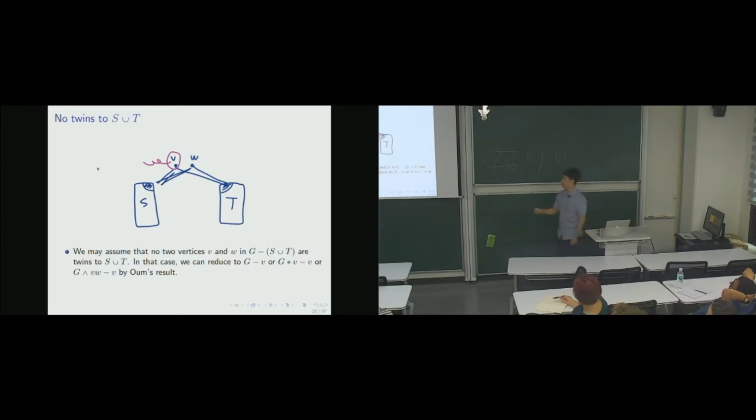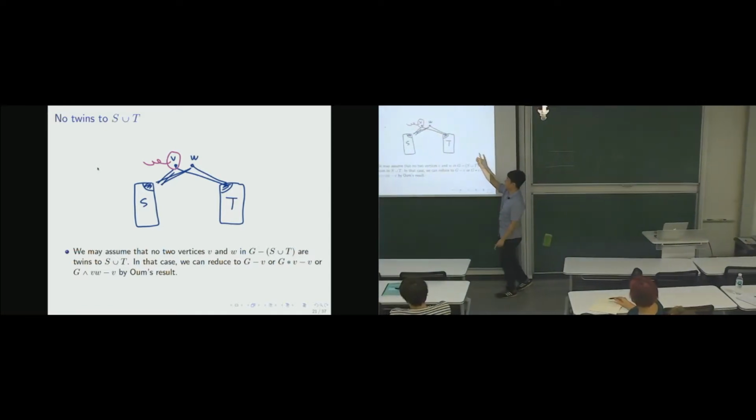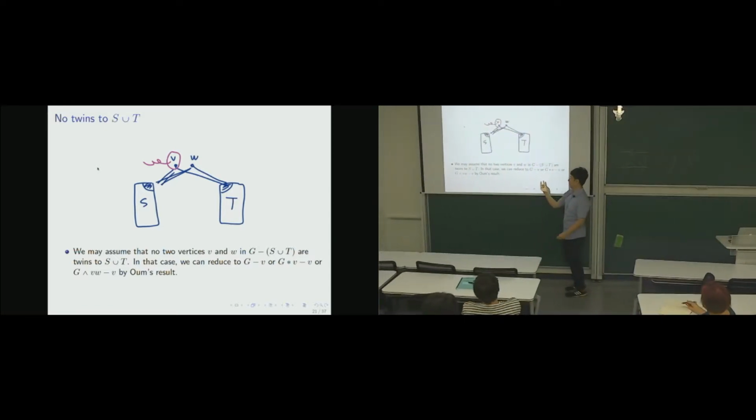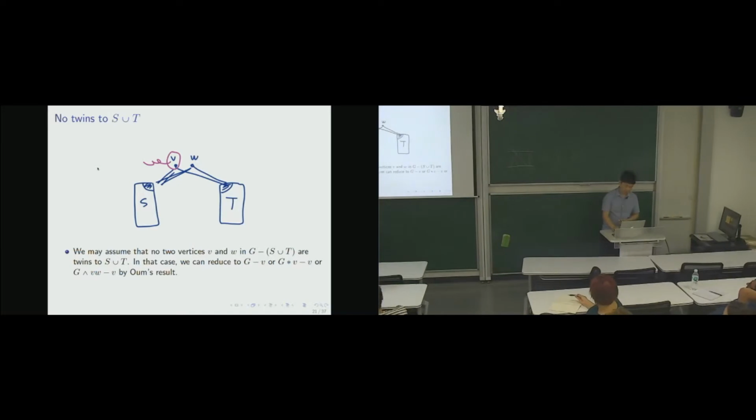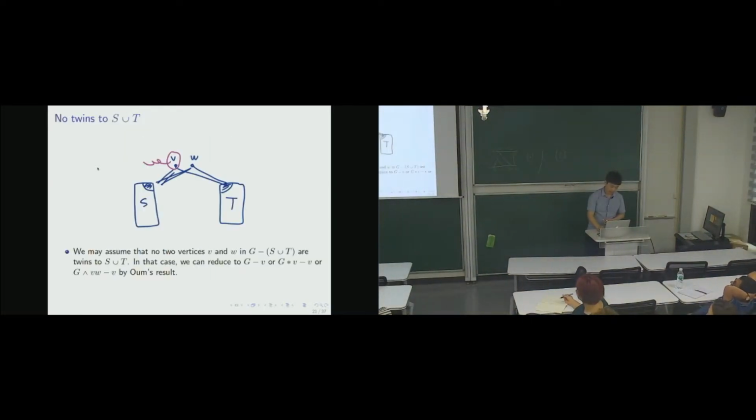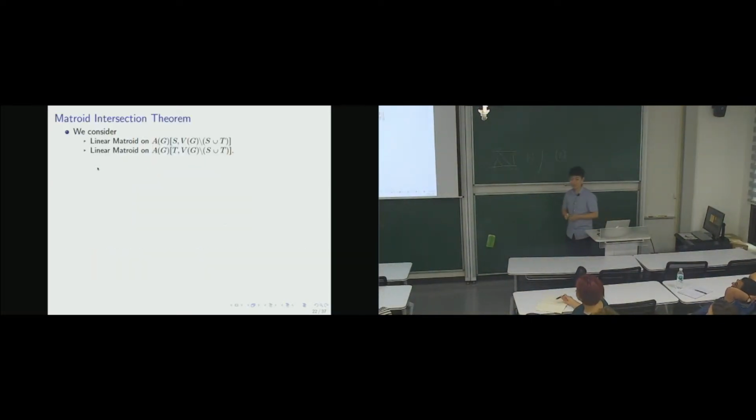Depending on the edge between V and W, you have to take two of them or something. But I don't want to give the details. And actually, the matroid intersection theorem comes in here.